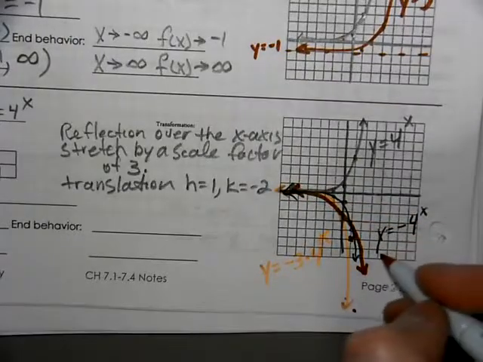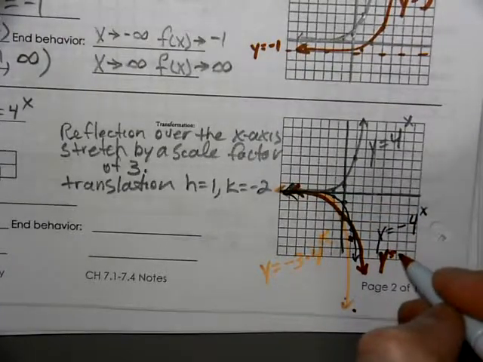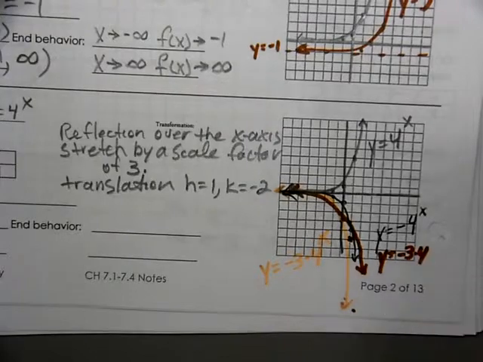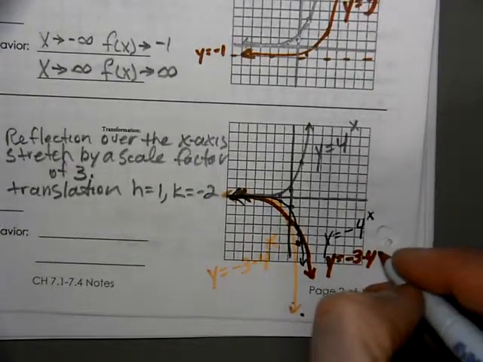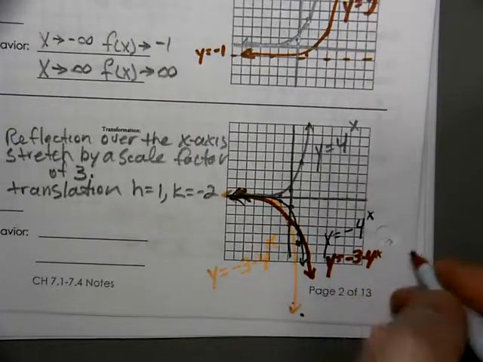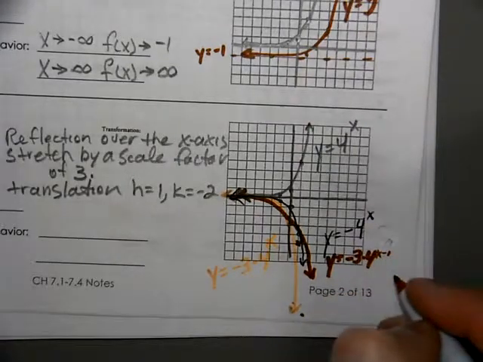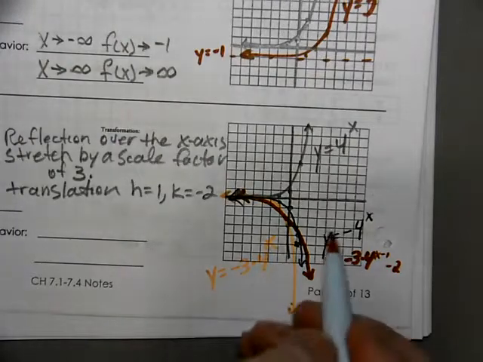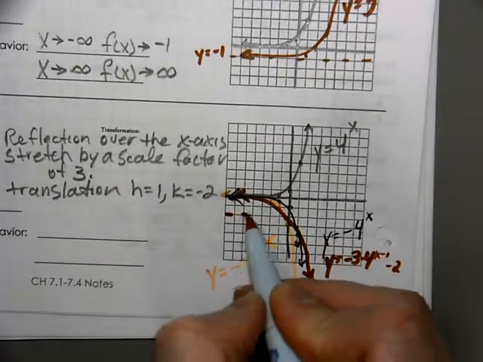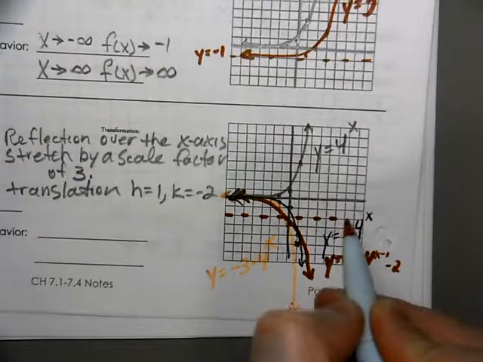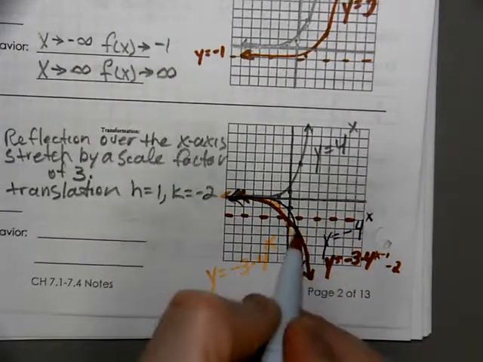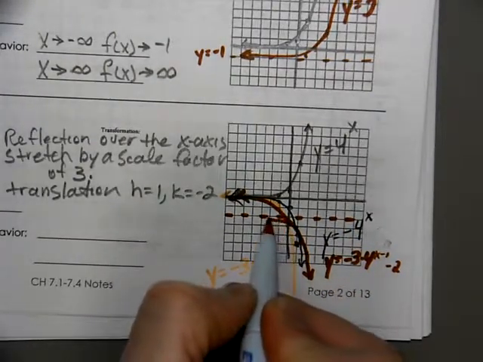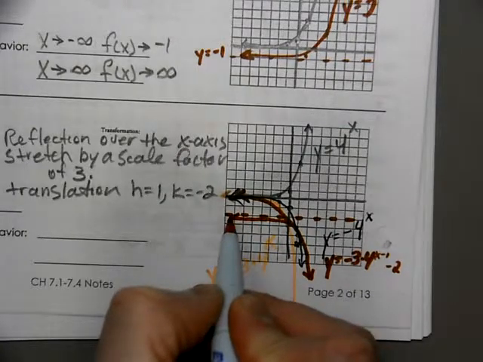So that's going to be the line y equals -3 times 4 to the x minus 1, minus 2. Went down 2, sorry. If it went down 2, then we should have an asymptote right here at -2, so our graph should actually approach that line.